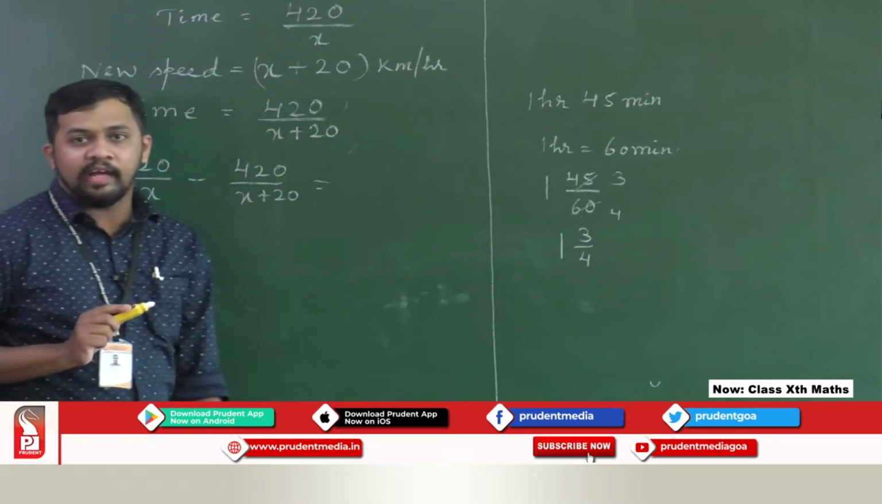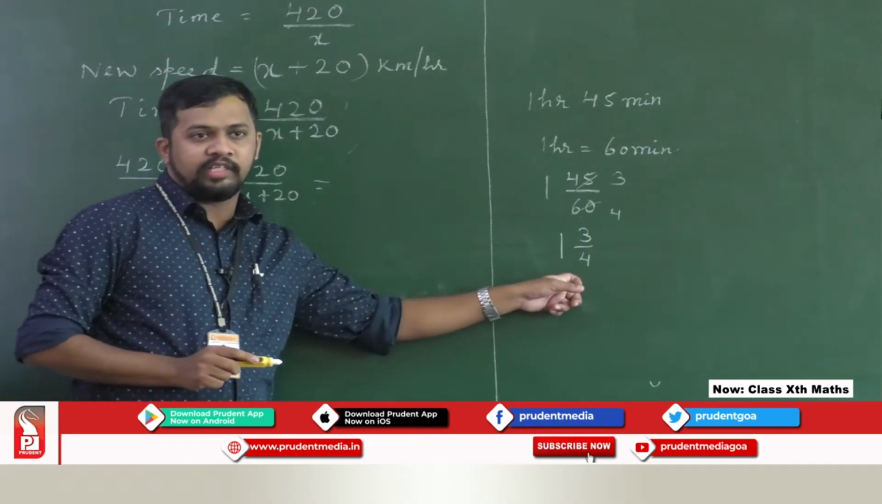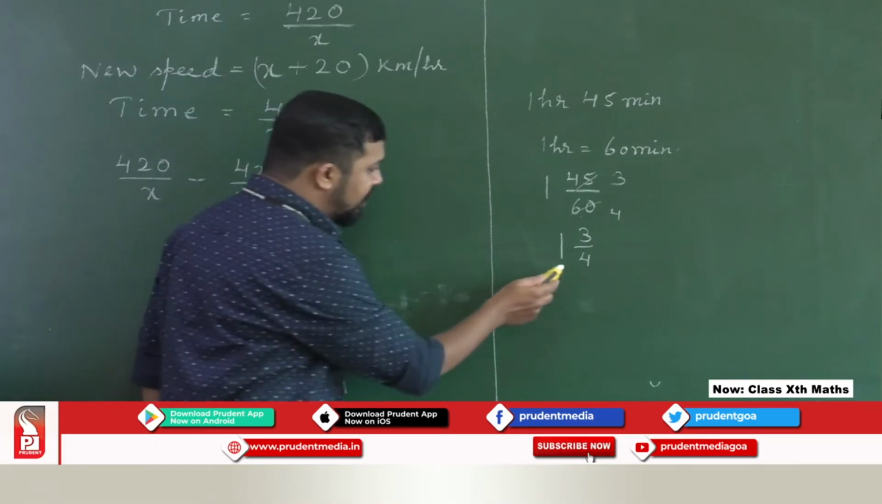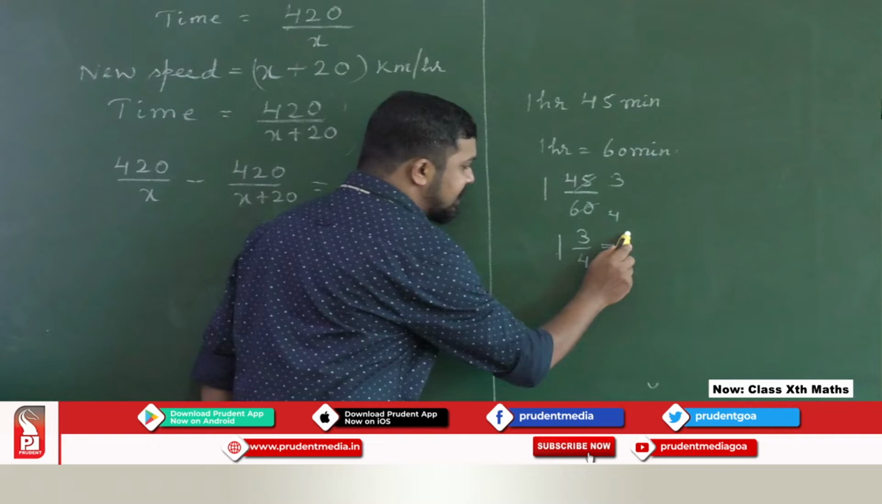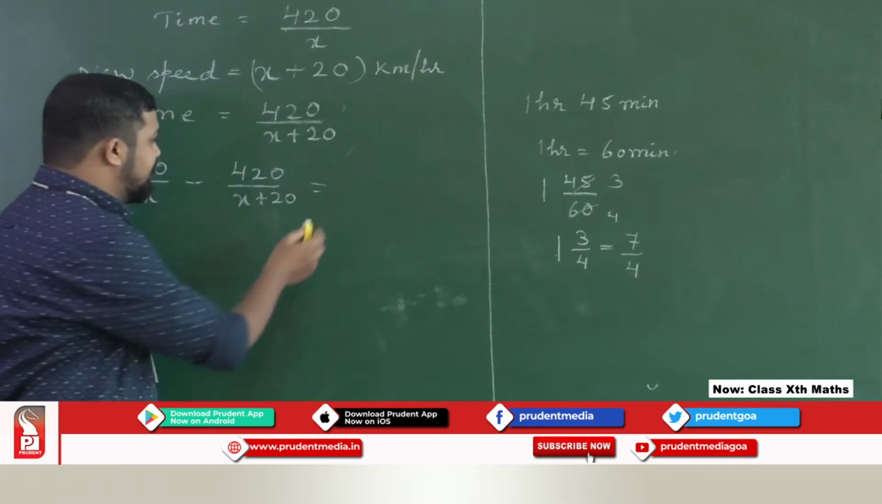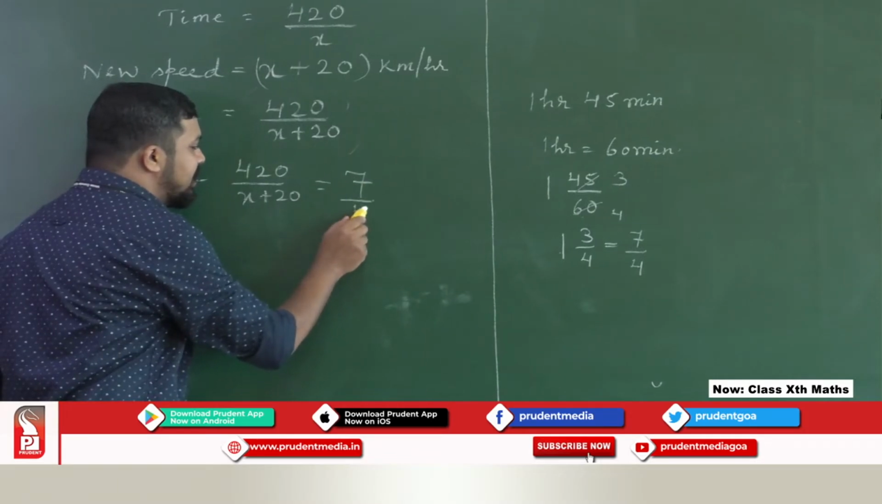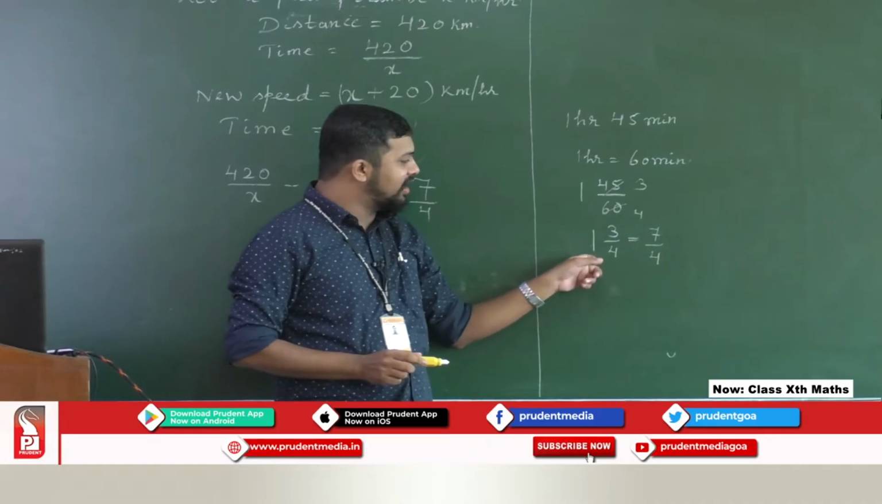So if you see, this is called a mixed fraction. I have to convert this mixed fraction into an improper fraction. So what I am doing is, I am just multiplying. 4 1s are 4 plus 3, that is 7 by 4. So this 7 by 4 is your hours. So I converted 1 hour 45 minutes into hours.